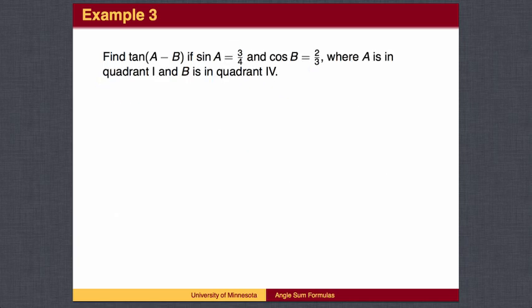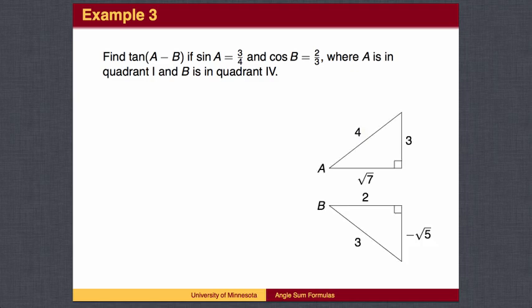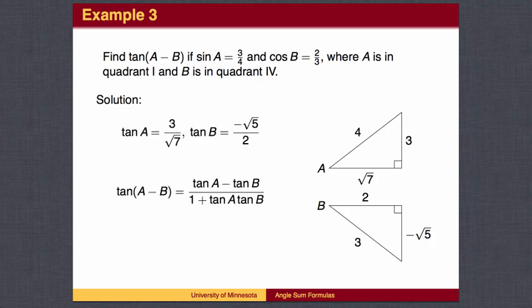The tangent angle sum formula is similar. First, we label triangles and use the Pythagorean theorem to find the missing sides. Next, we look up the values we will need to plug into the formula. Plug those values into the formula and simplify. Let's go through the simplification slowly.